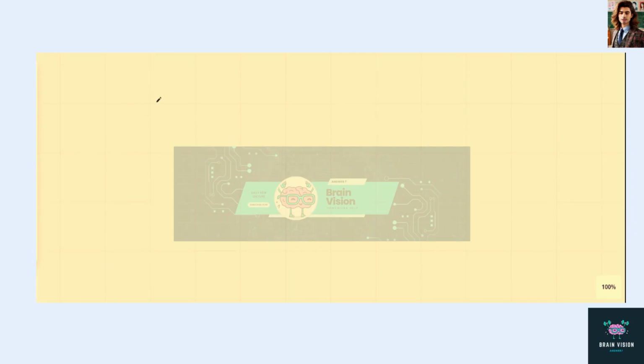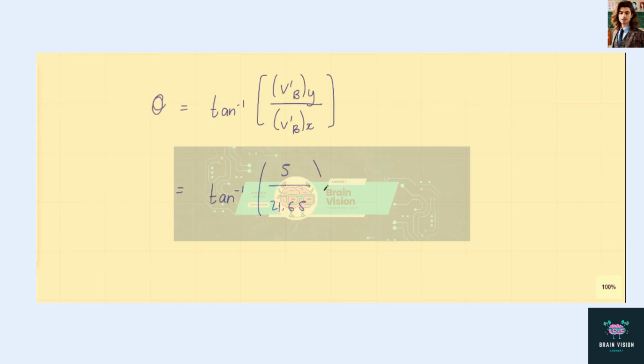So now that we have the magnitude, we need the final direction. So the direction theta is equal to the arctan of the ball's final y component over the final x component of its velocity. And so that's the arctan of 5 over 21.65. And so the ball's final direction, theta, is 13 degrees.